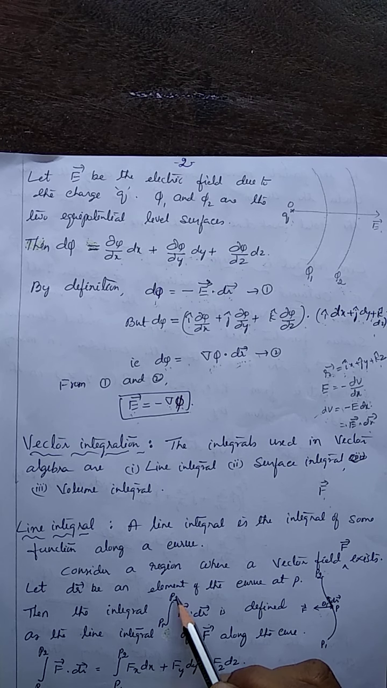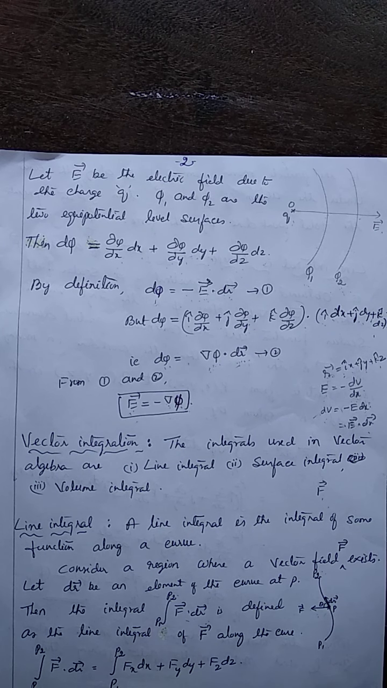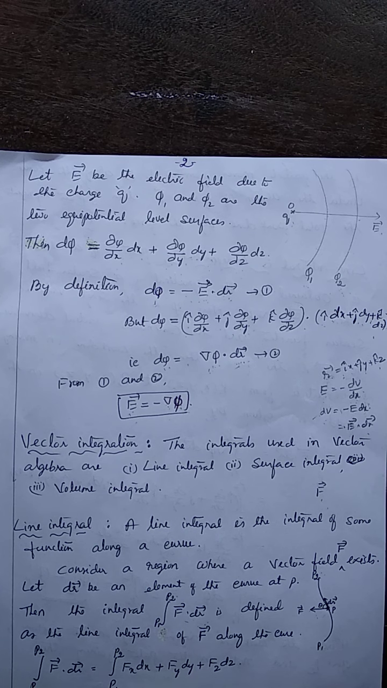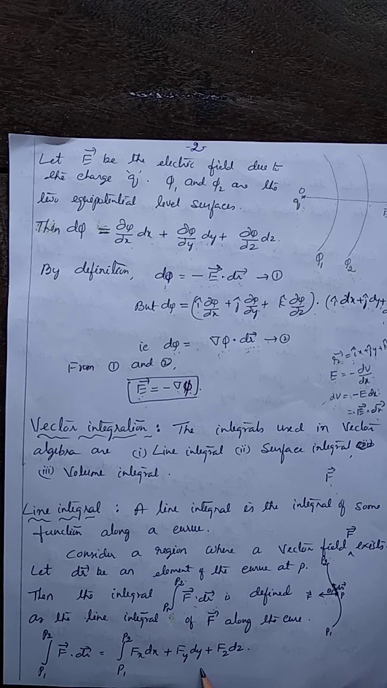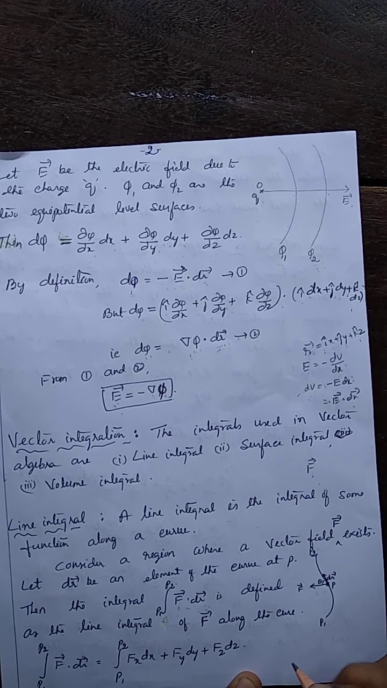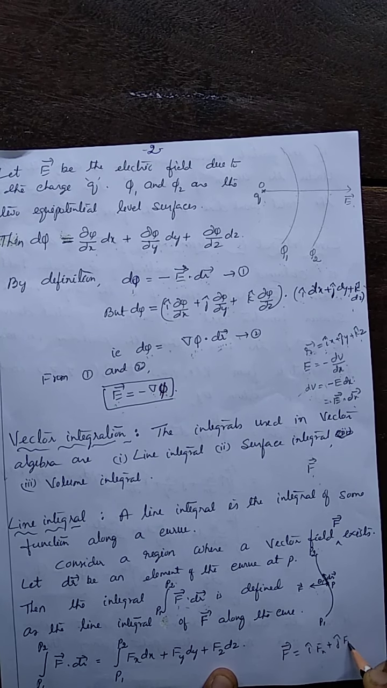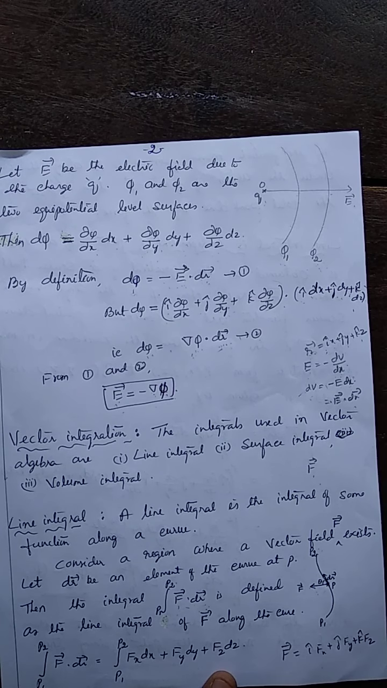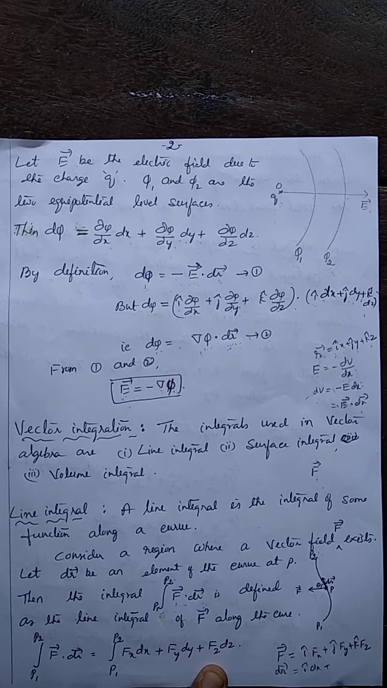So, line integral is defined as integration of F dot dr between the points P1 and P2. This is nothing but the line integral. In terms of the components of F and r, it can be written like this: F vector dot dr vector. What is F vector? i cap Fx plus j cap Fy plus k cap Fz in terms of the components. Similarly, dr vector can be written as i cap dx plus j cap dy plus k cap dz.